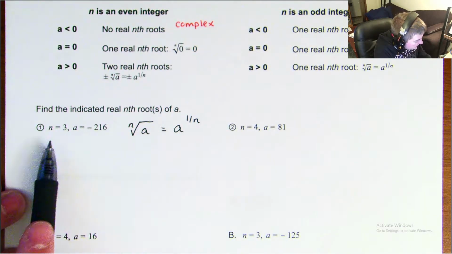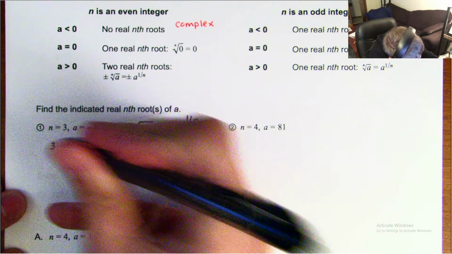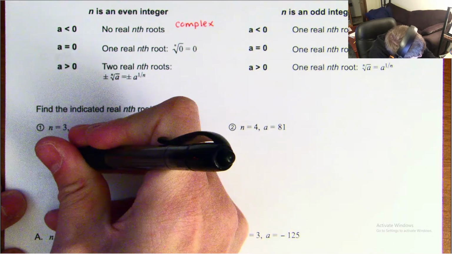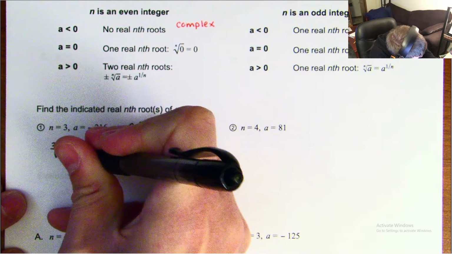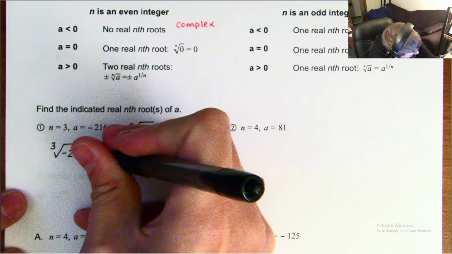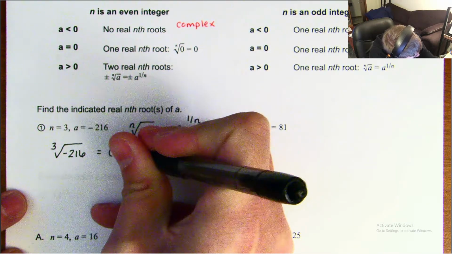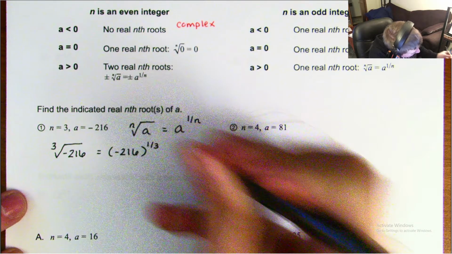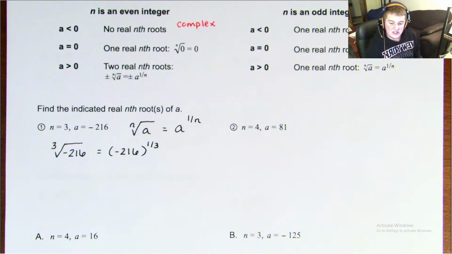If I'm looking at this, I know my n value is 3 and my a value is negative 216. So this is just the setup to the problem. This is also equivalent to negative 216 raised to the 1/3 power. These are equivalent to each other. This means, what's the cube root of negative 216? What number multiplied by itself 3 times is going to give you negative 216?